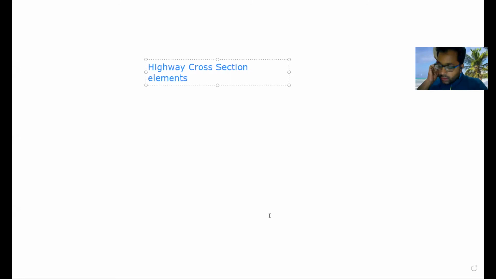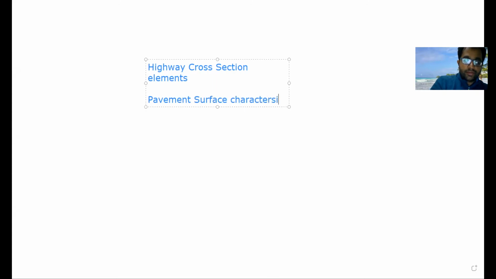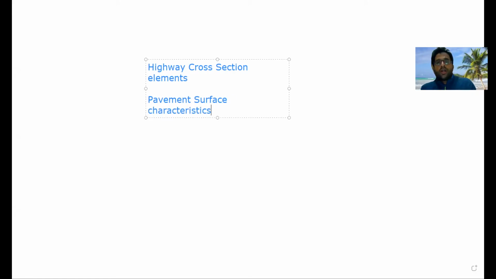You have the pavement surface characteristics. Okay, so what is coming in pavement surface characteristics? So what is the type of pavement? Okay, if you have a road, the type of pavement will be decided by several factors. What are the several factors which will decide the type of pavement?